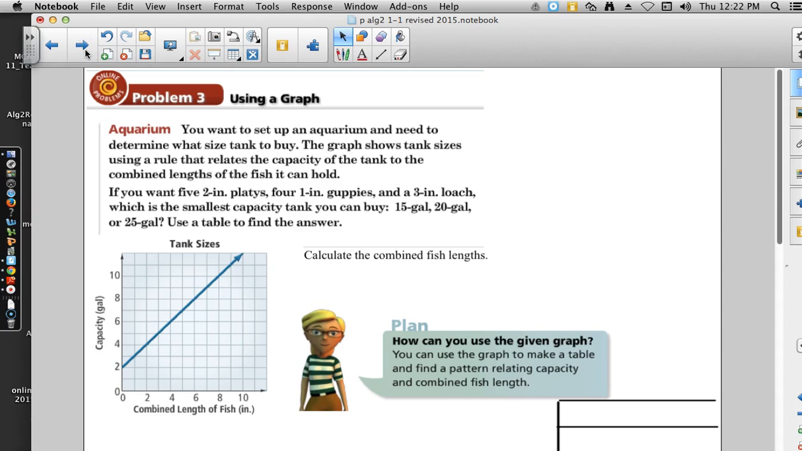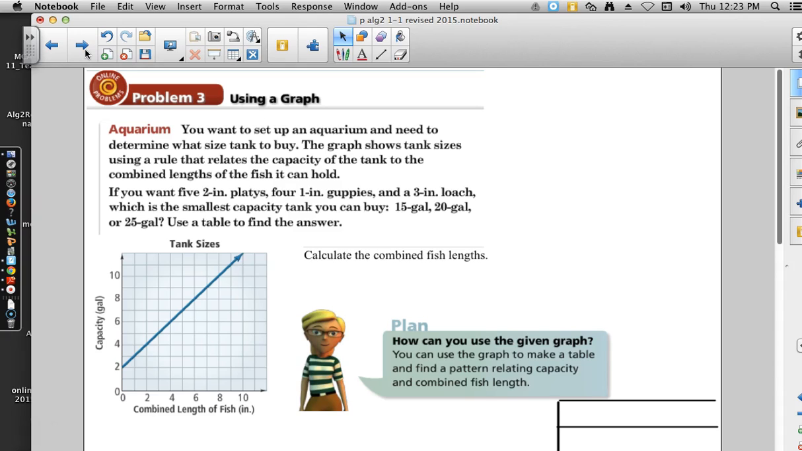Now, flashback from exponential for a lot of you here. Oh, look, a graph. I remember doing graphs. Those were cool. They went so fast. But it's been a while since you did this. So using a graph, aquarium. You want to set up an aquarium and need to determine what size tank to buy. The graph shows tank sizes using a rule that relates the capacity of the tank to the combined lengths of the fish it can hold. Oh my goodness, it's been an entire summer, and that had a lot of words in it. It did.